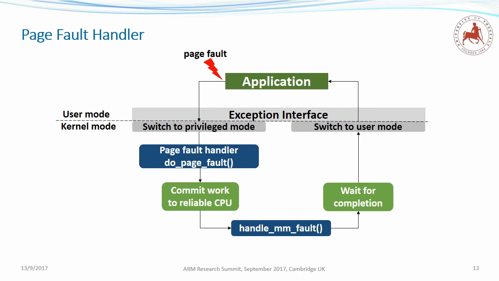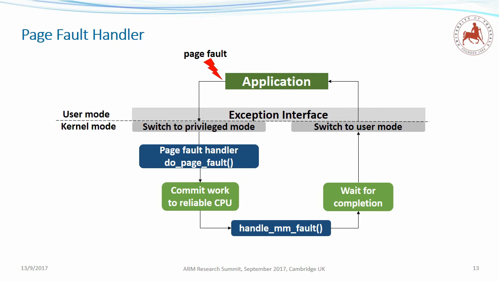The second thing we migrate is the page fault handler, as I said. Interrupts can be easily migrated because it's just a configuration issue. You can configure the system to route the interrupts to a specific core, most of the interrupts at least. So page faults. Similarly, when an application suffers a page fault, we switch to privileged mode. The page fault handler is invoked. However, it does not perform the actual work. It commits the work to be performed to a reliable CPU.